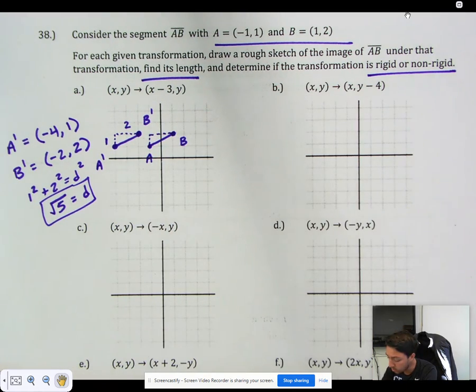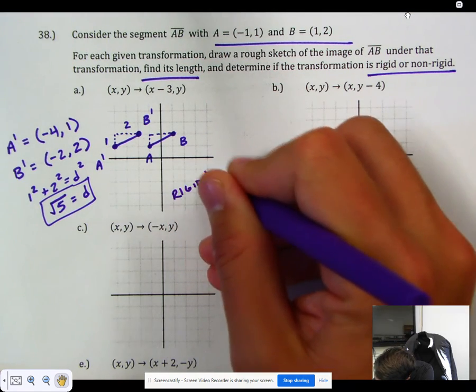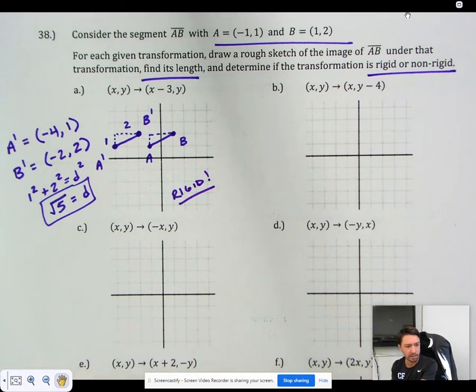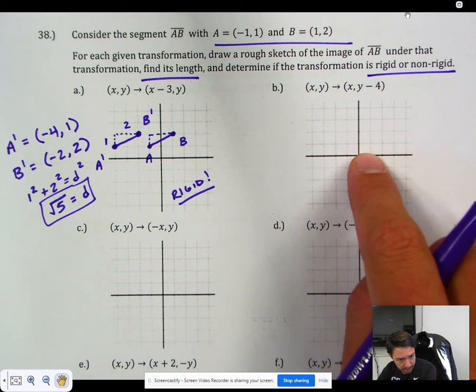And yeah, so this one is rigid. This is a rigid transformation. So all it did was it slid it over to the left. Okay, it did not change the size. I'll leave B for you to figure out.